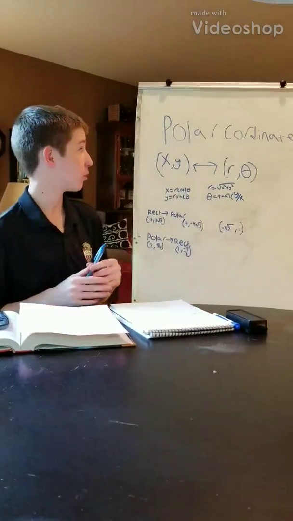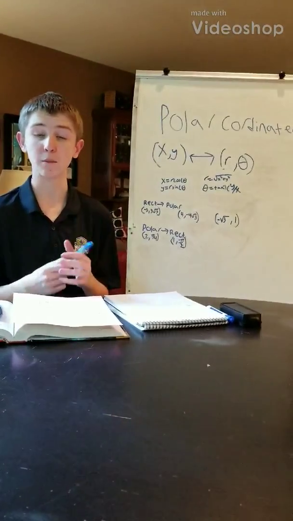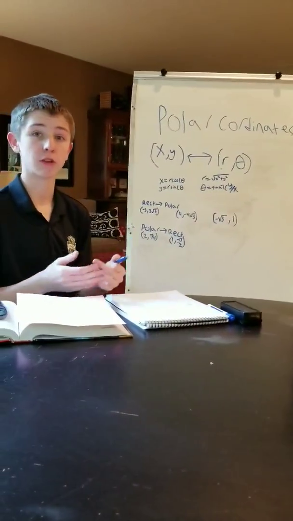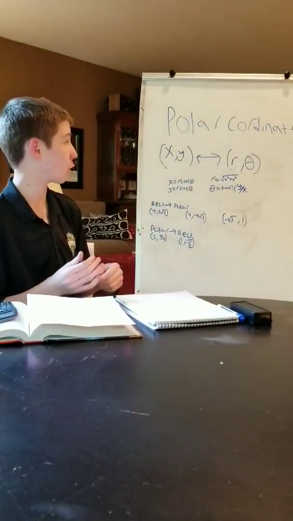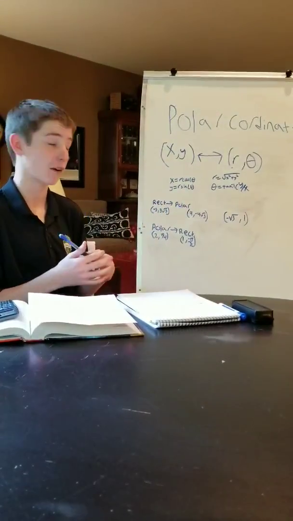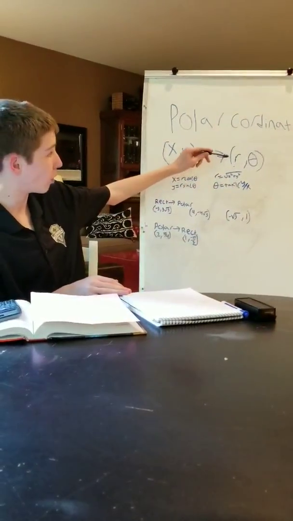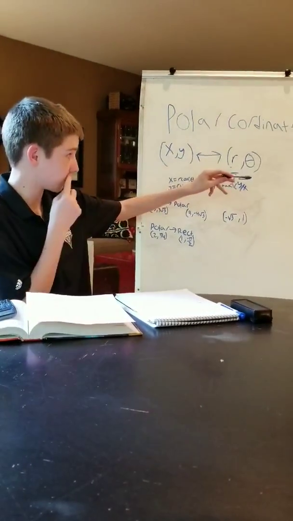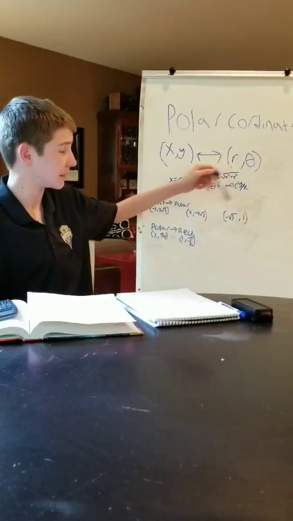Hi, I am Gage and I'm going to be explaining chapter 10.7 in pre-calculus, which is polar coordinates. More specifically, we're going to be looking at how to convert the rectangular coordinates, which is x and y, to polar coordinates and vice versa. Polar coordinates are r, which is the radius, and theta, which is the angle.